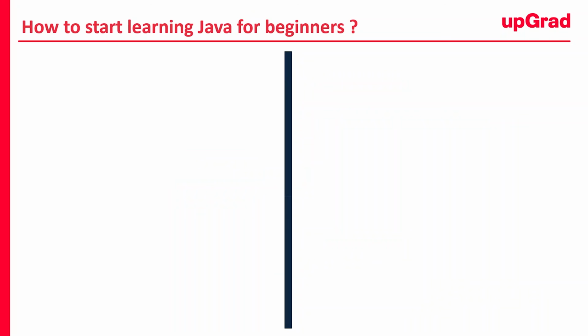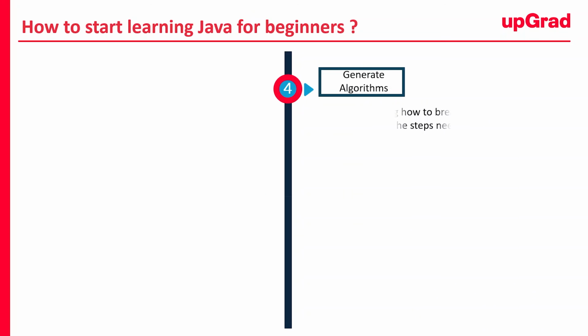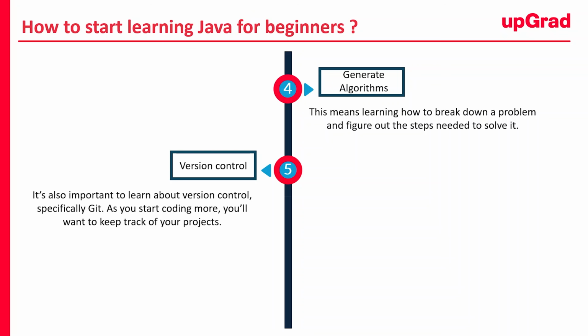Then, generate algorithms. Once you are comfortable with basics, start focusing on generating algorithms. This means learning how to break down a problem and figure out the steps needed to solve it using code. It's like solving a puzzle. Your goal is to write the logic that makes everything work. Then, version control. It is also important to learn about version control, specifically Git. As you start coding more, you will want to keep track of your projects. Version control helps you save different versions of your code, so you can go back and fix things without losing your work. It is also essential if you plan to collaborate with others later on.